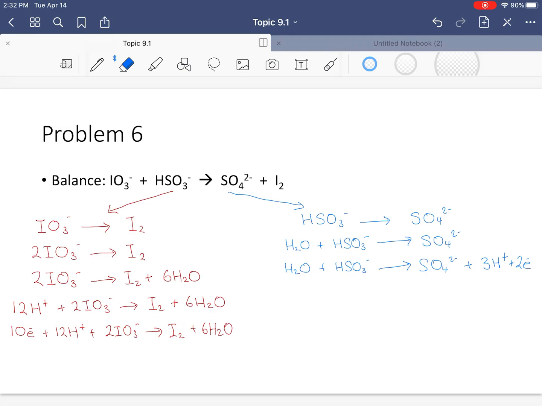Now we're just going to have to put them together. But before we put them together, we have to make sure that the electrons are the same number for both red and blue. Now, remember how to do that? That's right, lowest common multiple. So there's 10 electrons on the red line. There's 2 electrons on the blue line. I guess the lowest common multiple of 2 and 10 is 10. To turn 2 to 10, we times 5. You're going to multiply 5 to everyone.